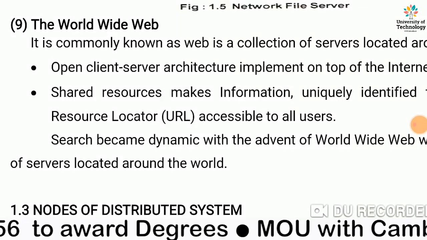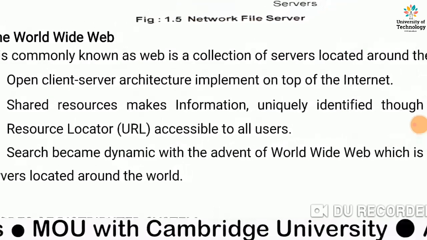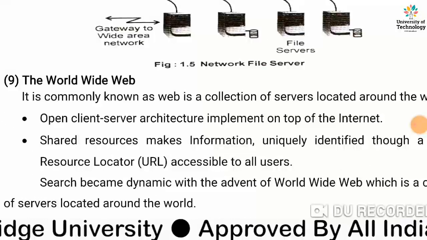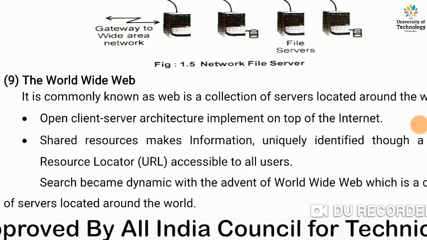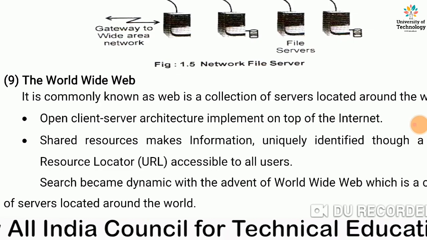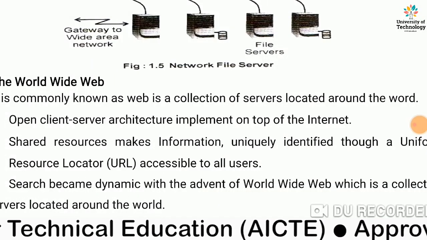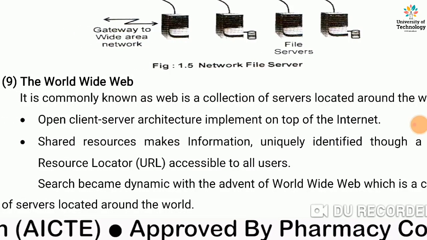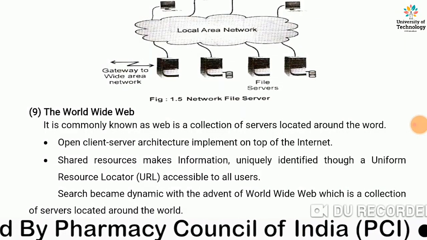Next, the World Wide Web. It is commonly known as the web, a collection of servers located around the world. Open client server architecture implemented on top of the internet. Shared resources make information uniquely identified through a uniform resource locator accessible to all users. Search became dynamic with the advent of the World Wide Web. Okay.